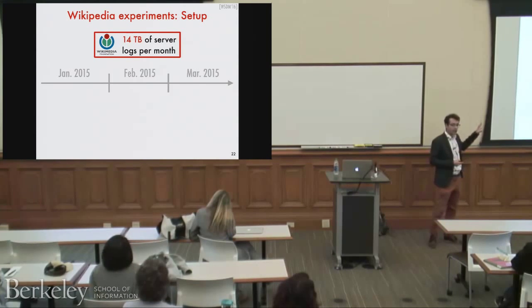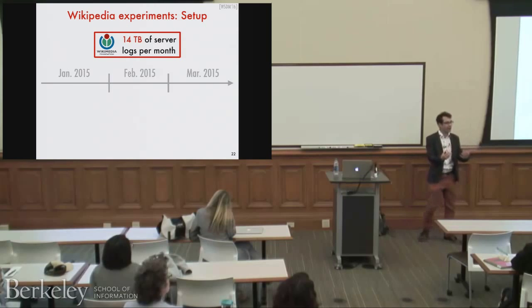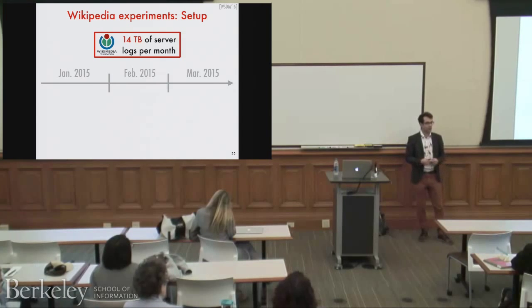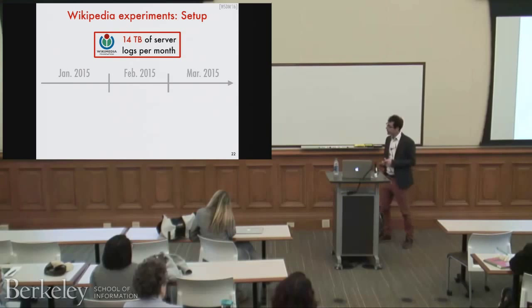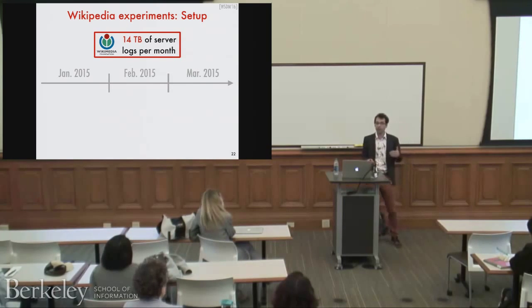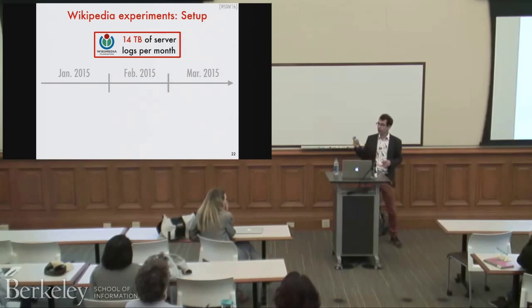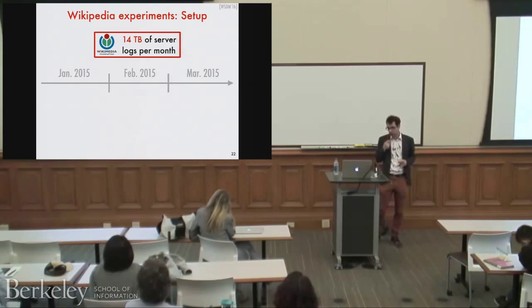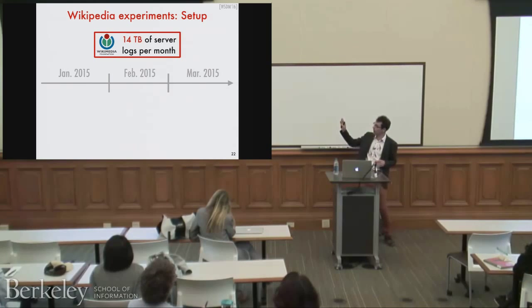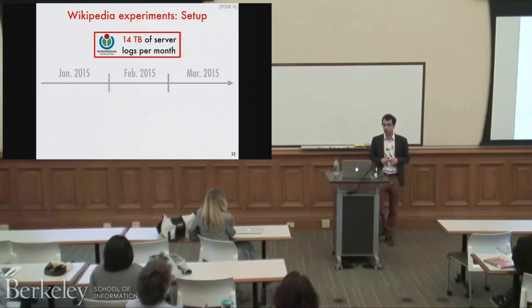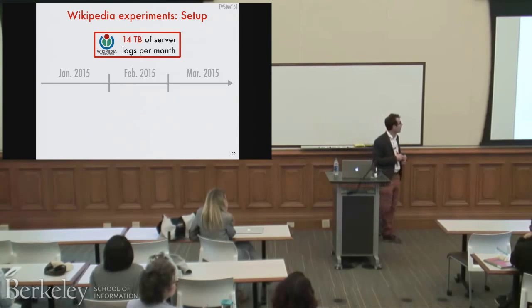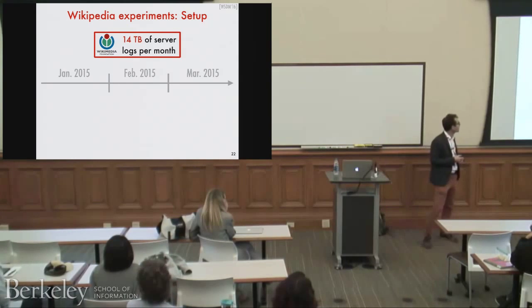The goal is to make Wikipedia more navigable by adding hyperlinks to it. And what's nice here is that we have the complete navigation logs, so the complete server logs from Wikipedia. Every time someone loads a Wikipedia page on the planet, this is recorded in those server logs. Through a collaboration with the Wikimedia Foundation, I have access to that data, and it's actually quite a lot of it. It's about 14 terabytes of raw logs per month. And we have 3 months of logs here in this study, January, February, March.